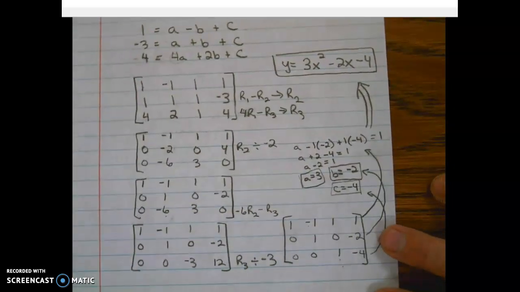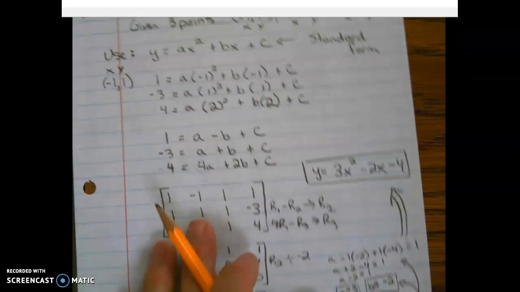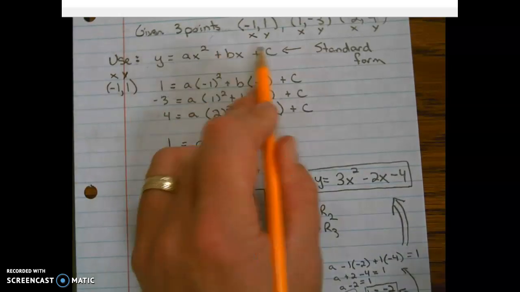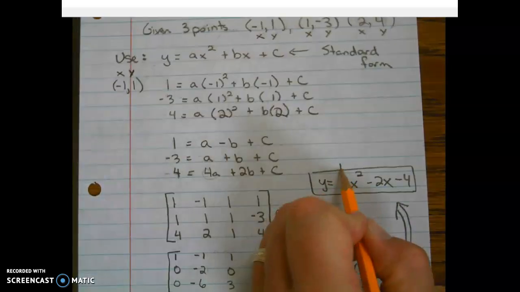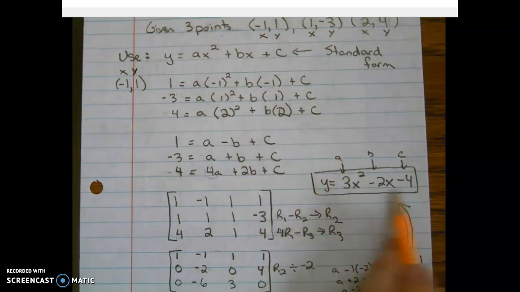At this point, guys, we're going to plug these in. A, B, and C is going to go back into our standard form. Right here, A, B, and C. And so here is our A, here's our B, and here's our C, and here's our equation.